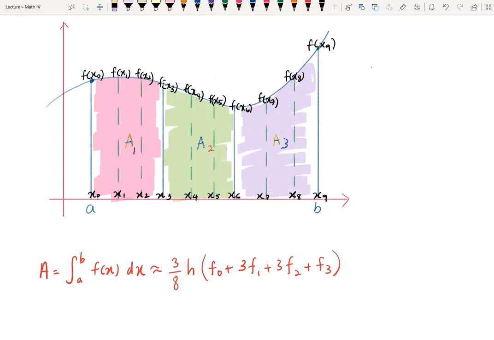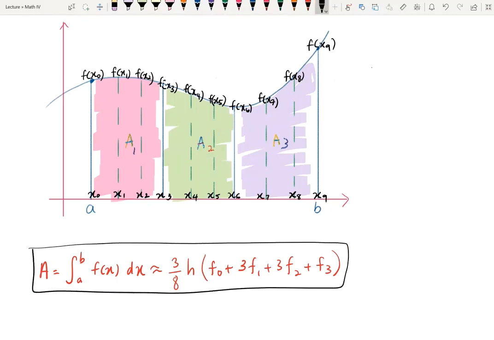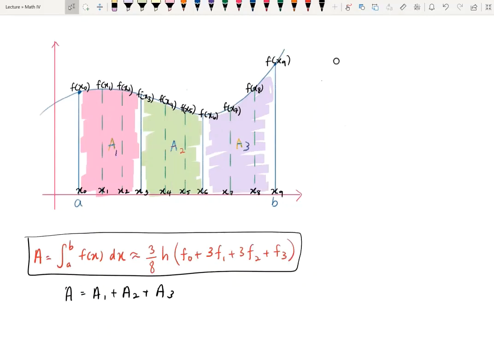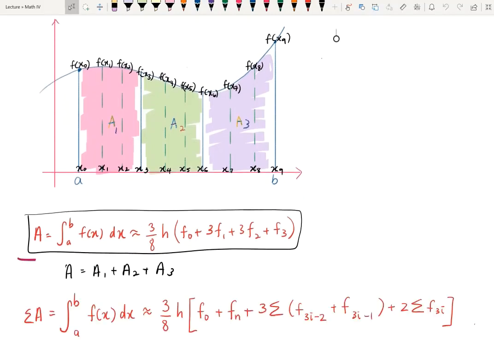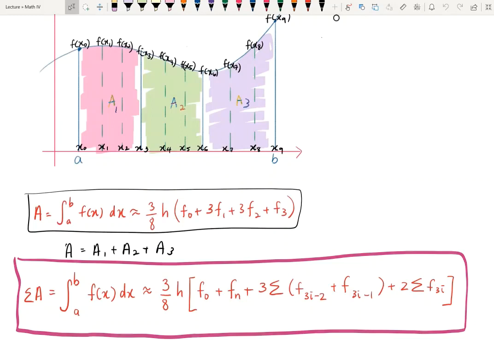Jadi bila kita dah kira area for each mini segment ni using this formula, dan kita akan sum up lah. Kita tambah A1 plus A2 plus A3. Dan itu adalah kita punya approximations for the functions under the graph. However, to simplify our approximation process, untuk kita senang calculate, for the Simpson's 3/8 rule ni, kita ada general formula iaitu this one. Jadi macam mana kita nak gunakan formula ni?